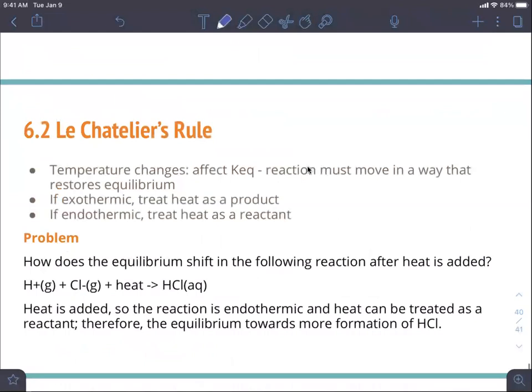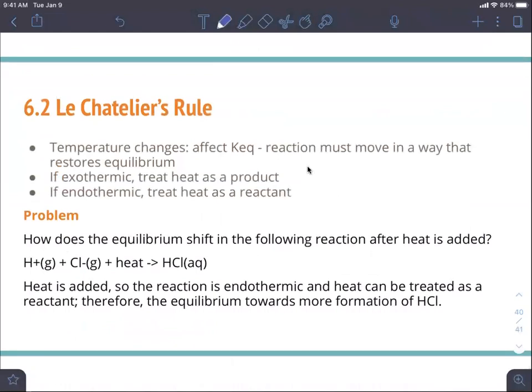Okay, so heat is added, so you know that the reaction is therefore endothermic. And so you treat the heat as a reactant. And because there's an extra reactant there, the equilibrium shifts to favor the formation of the product. And so once again, this should make sense because you need energy to be added in an endothermic reaction so the reaction progresses toward the products.